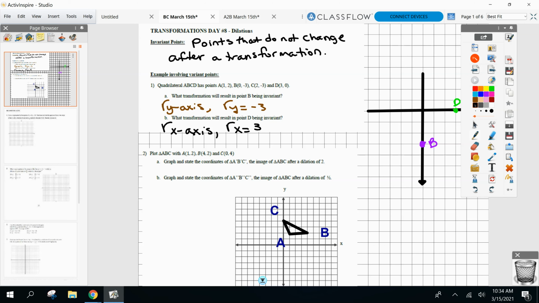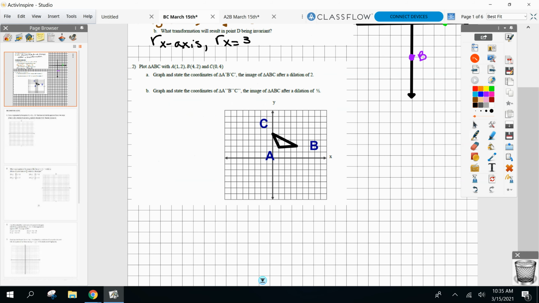and state the coordinates of the image after I dilate by 2. All right, first thing, notation. Every single transformation we have done so far has notation. Reflection, lowercase l. Translations had 3 different notations. Rotation had capital R. Dilation, capital D, with a subscript of what you're dilating by. So in this case, the subscript would be 2.